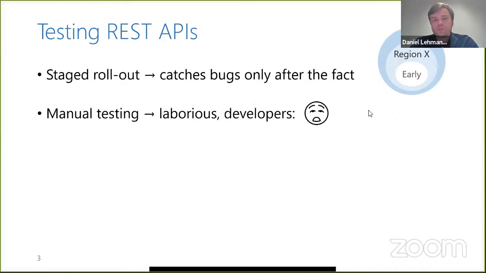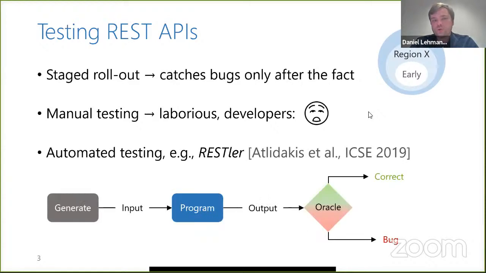Manual testing is an option, but that's laborious, and many developers find that quite boring. So a better option is to do automated testing. One such tool, for example, is Restler, and that works like most automated testing tools. You first generate some random input, for example, an HTTP request. You send it to the program under test, so a REST API or service, and then you observe the behavior or the output of that program, and then an oracle decides whether that constitutes correct behavior or a bug.